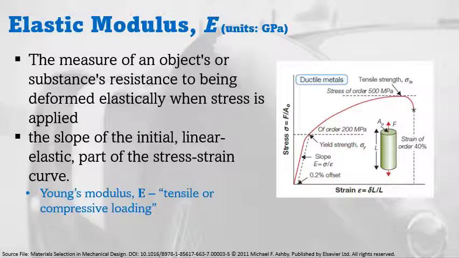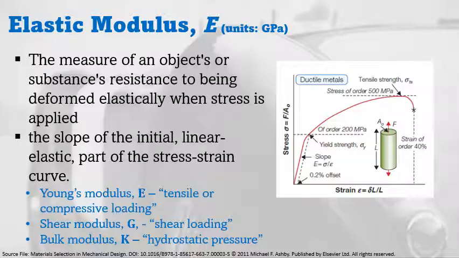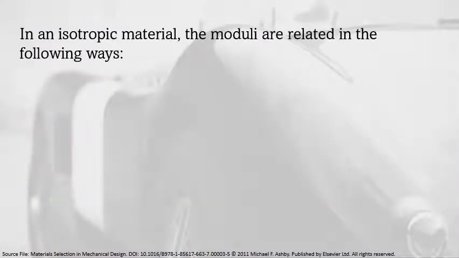The Young's modulus, denoted by symbol E, describes the response of the material to tensile or compressive loading. The shear modulus, on the other hand, is the response of the material to shear loading. And finally, the bulk modulus is the response of the material to hydrostatic pressure. In an isotropic material, the moduli are related in the following equations, where E represents the elastic modulus, G represents the shear modulus, and K represents the bulk modulus.